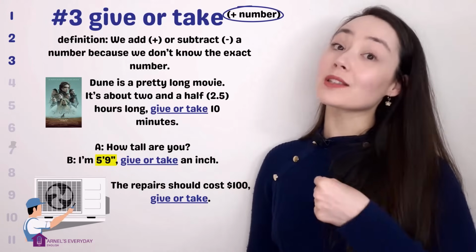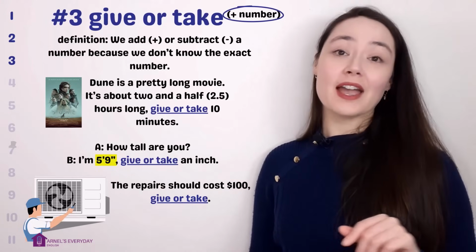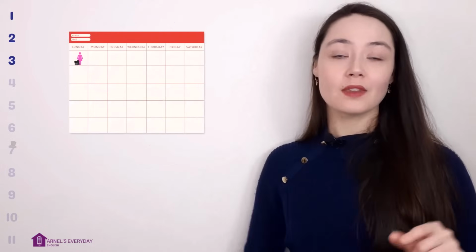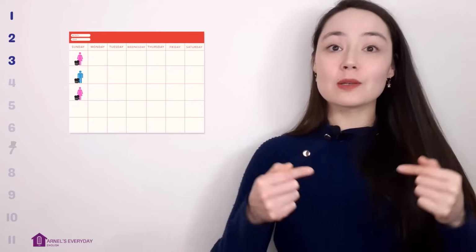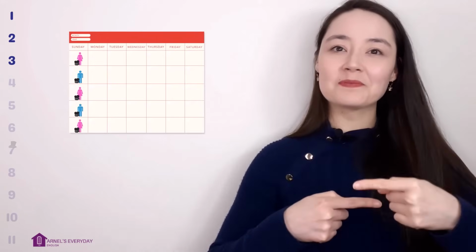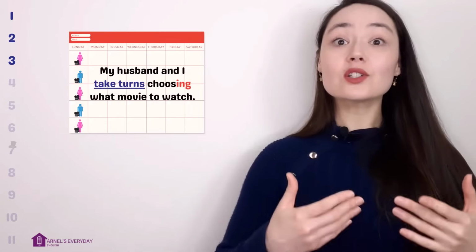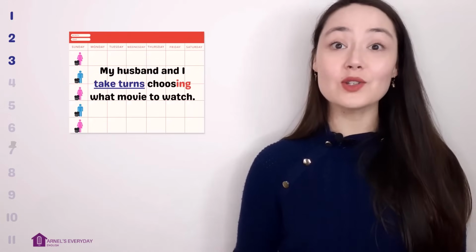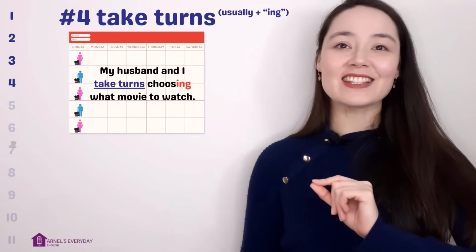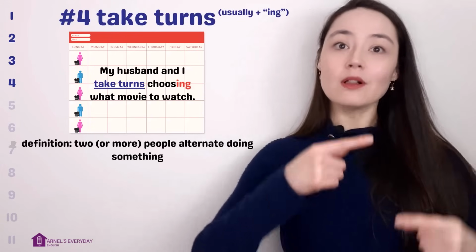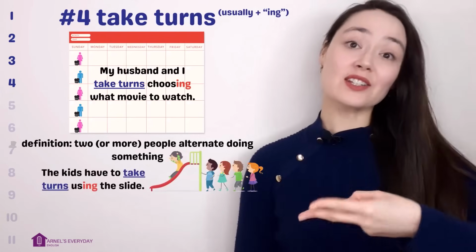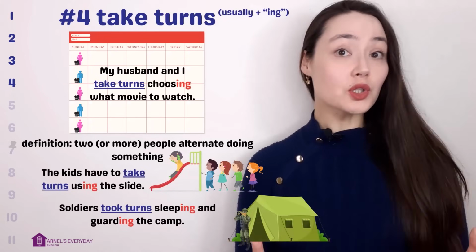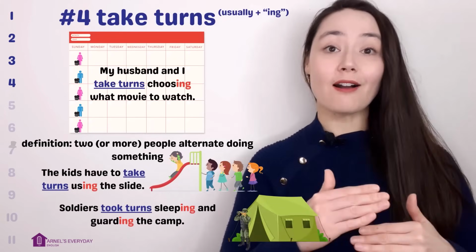The movie Dune was my choice. My husband's not a big fan of science fiction fantasy. So, last week I chose this movie. This week, he'll choose the movie. Next week, I'll choose the movie again. You can see a pattern. My husband and I take turns choosing what movie to watch. Take turns. Definition: two people alternate what they do. The kids have to take turns using the slide. Soldiers took turns sleeping and guarding the camp.